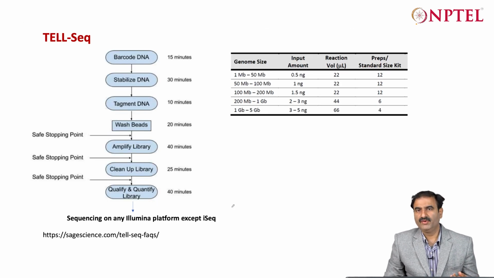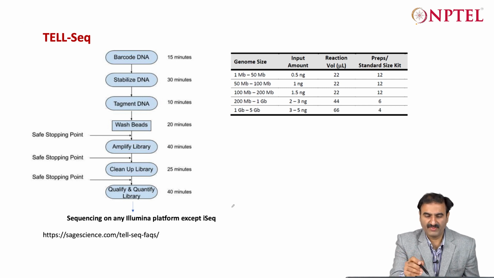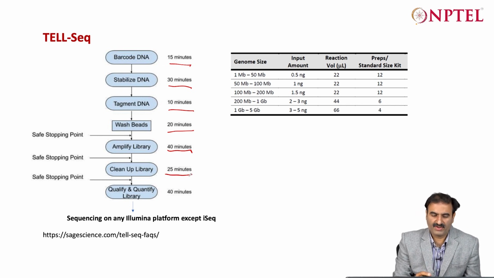Just in terms of the time taken in different steps: to barcode DNA takes 15 minutes, to stabilize 30 minutes, segment 10 minutes, then washing the beads 20 minutes, and after this you can pause or stop. Then you amplify the library, which takes about 40 minutes, and clean up the library, which takes 25 minutes, followed by the quantification and quality check, which takes about 40 minutes.